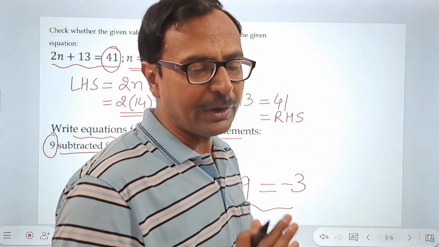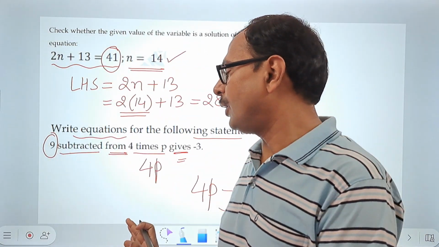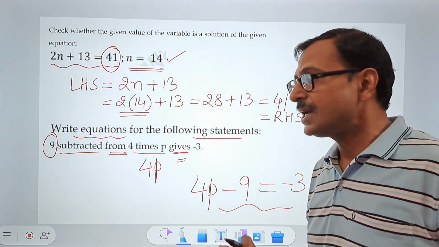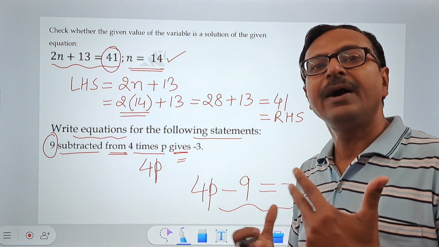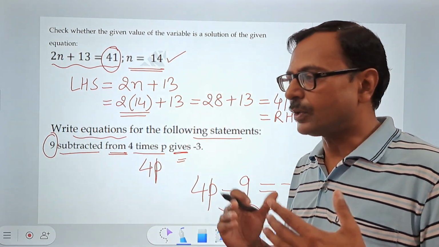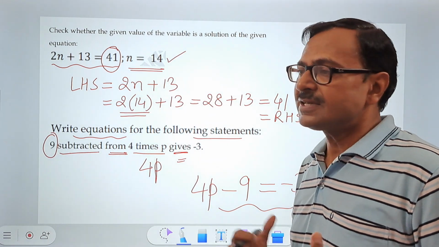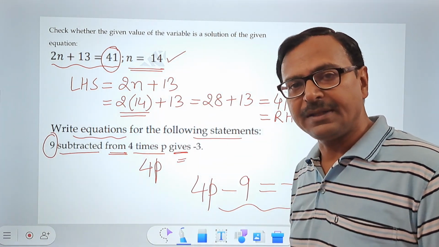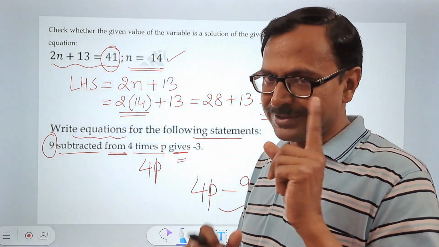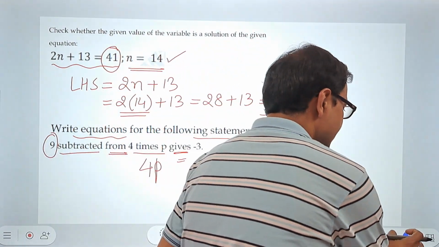Not difficult if you understand the basics, if you know how to tackle the basic statements of equations, because these are going to form the base of higher statements also. When you solve linear equations in two variables, quadratic equations, cubic equations, simultaneous equations, there are so many things coming up which are based on this particular concept. Let's see some more questions.